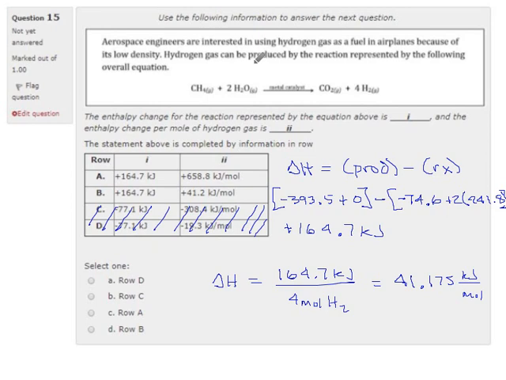And how many sig digs would we have for that? I guess this had 4 significant digits. This is a whole number. It's considered to have infinity significant digits. So technically this should round to 4 sig digs, but the best answer they give us is 41.2 kilojoules per mole. So I believe we have to go with that.